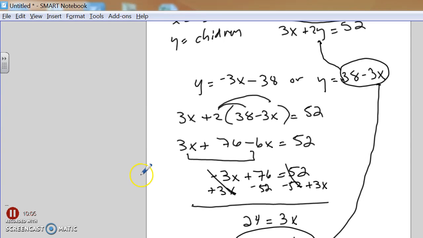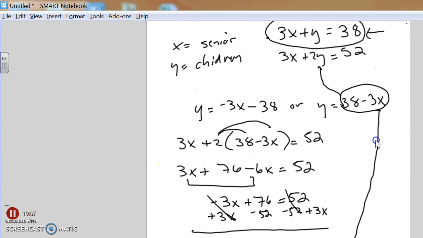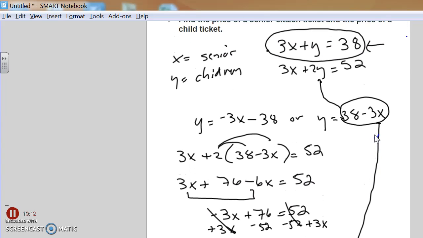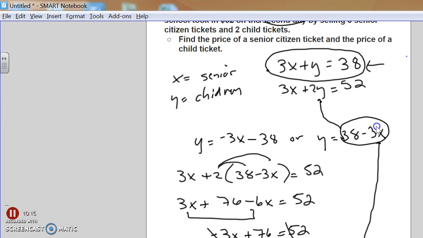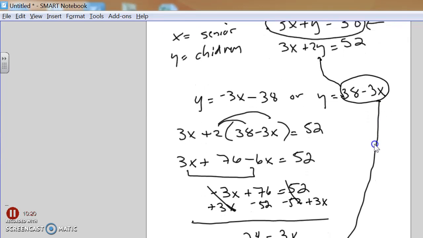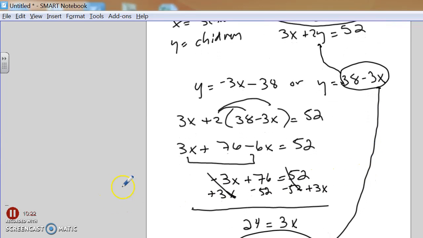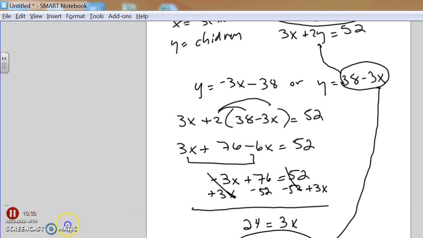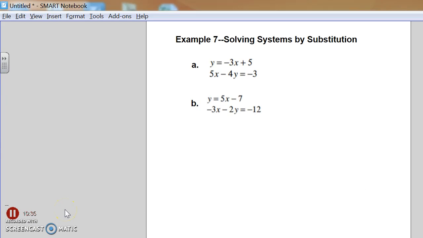What does 8 mean? Well, 8 means the number of seniors at the top, and 14 means the number of children. It asks to find the price of the senior citizen ticket and the price of the child ticket. So this 8 is just $8 for the senior ticket. 14 would be $14 for the children's ticket. All right, let's look at another one, and then I'll run out of my time on this.